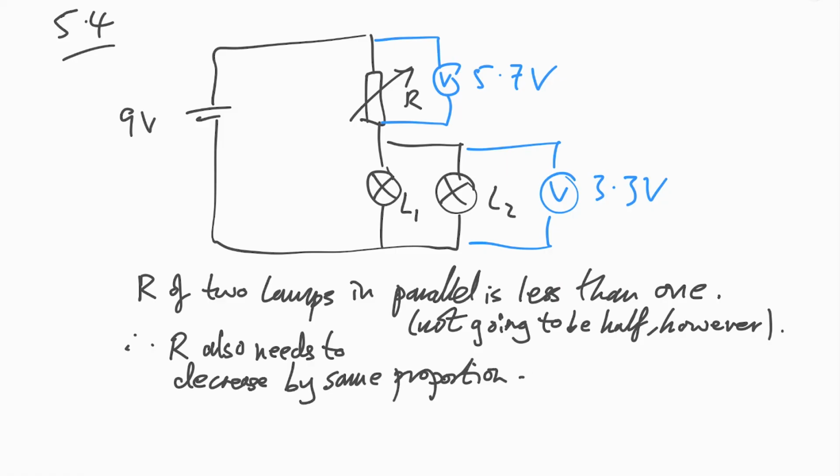So let's say, for instance, that the resistance of L1 and L2 is half what it was earlier with just one of them, then that must mean that R must also halve in order for the ratio of the PDs to be the same, because of course we know that V1 over V2 is equal to R1 over R2 for things in series for a potential divider. In this case, that would be VR over the lamps as well. So yeah, it's as simple as that. Without calculation, there's nothing really else we can say.